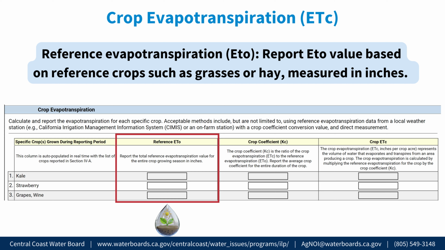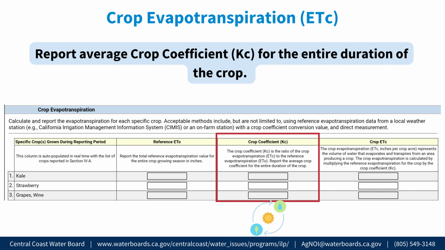In the reference ETo column, report the total reference evapotranspiration value based on reference crops such as grasses or hays, measured in inches. The crop coefficient Kc is the ratio of the crop evapotranspiration to the reference evapotranspiration. In the crop coefficient column, report the average crop coefficient for the entire duration of the crop.